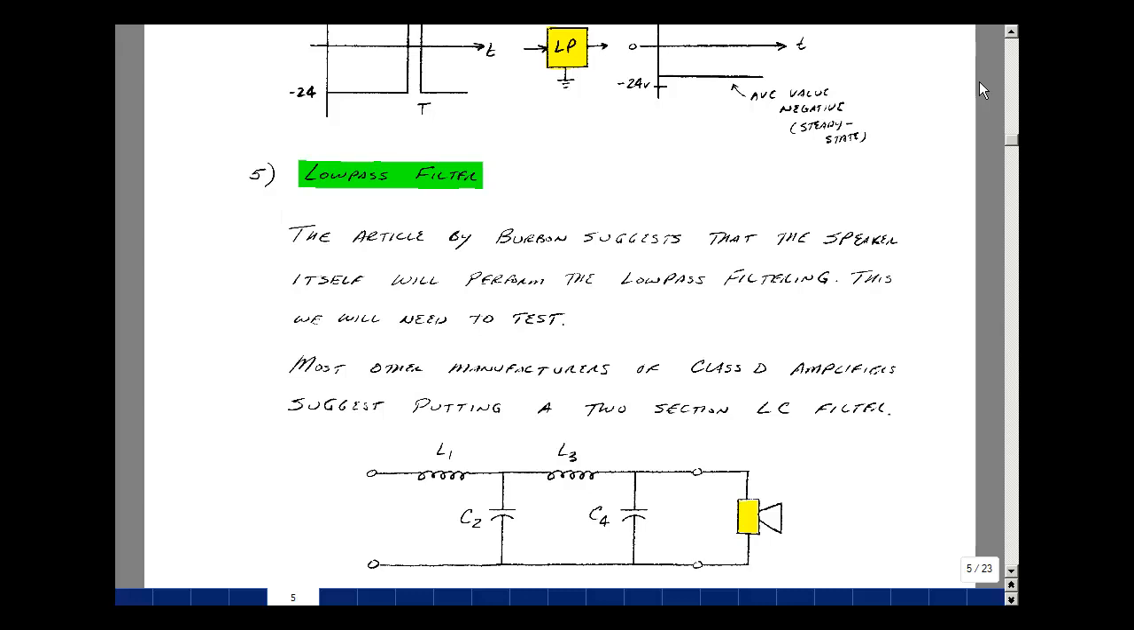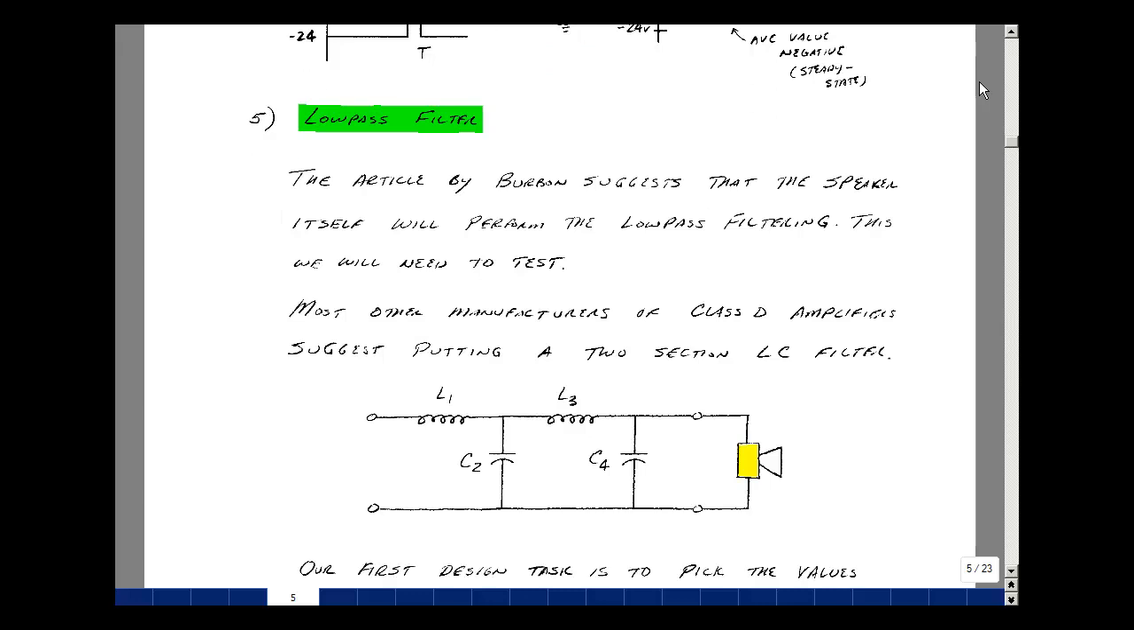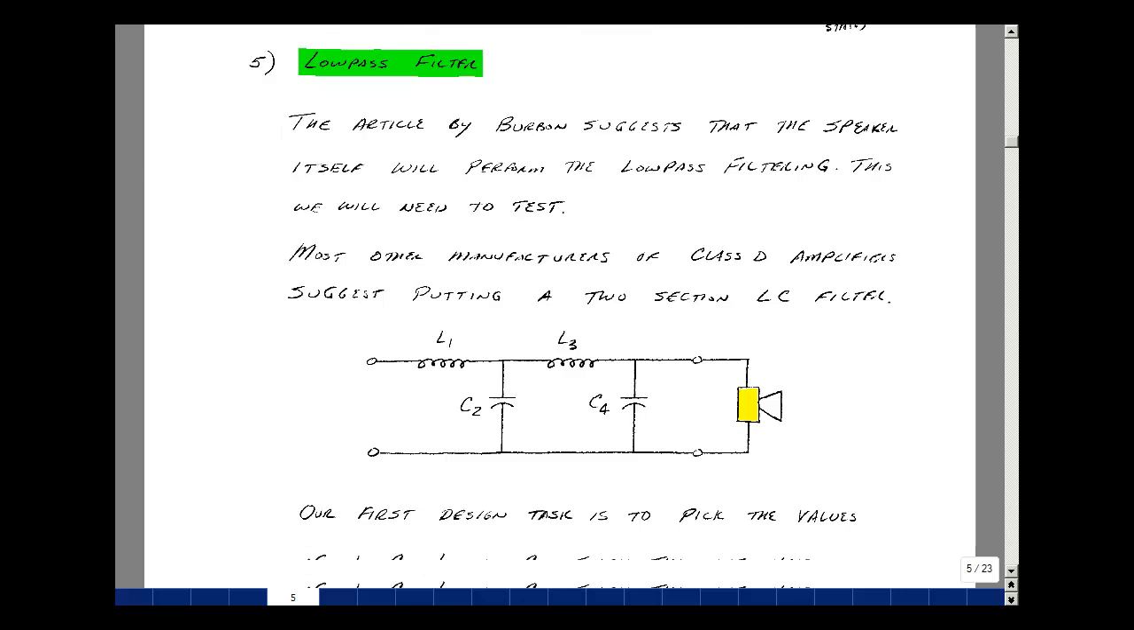Let's design the low pass filter. Now in the article by Bourbon, he suggested using the speaker itself as a low-pass filter. Well, when we actually built our first capstone project, we found out that it didn't work well. In fact, it sounded horrible. Most Class D amplifier manufacturers suggest putting a low-pass LC filter.